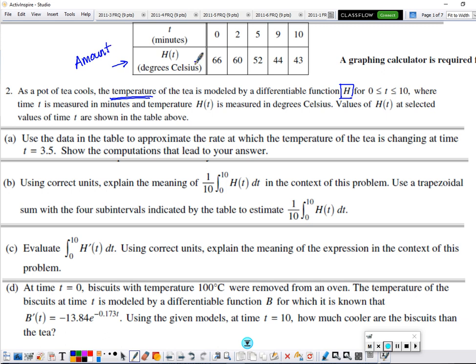Units are important. Time period, not usually super critical, but good to be aware of. Time is measured in minutes, temperature is measured in degrees Celsius. So that I want to not forget. Values of h at selected times are shown above. Any questions so far? Okay, so part A.